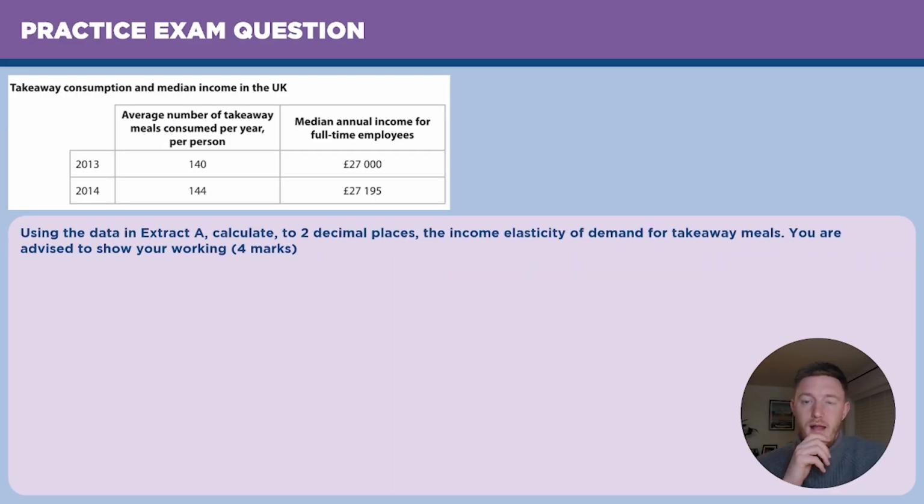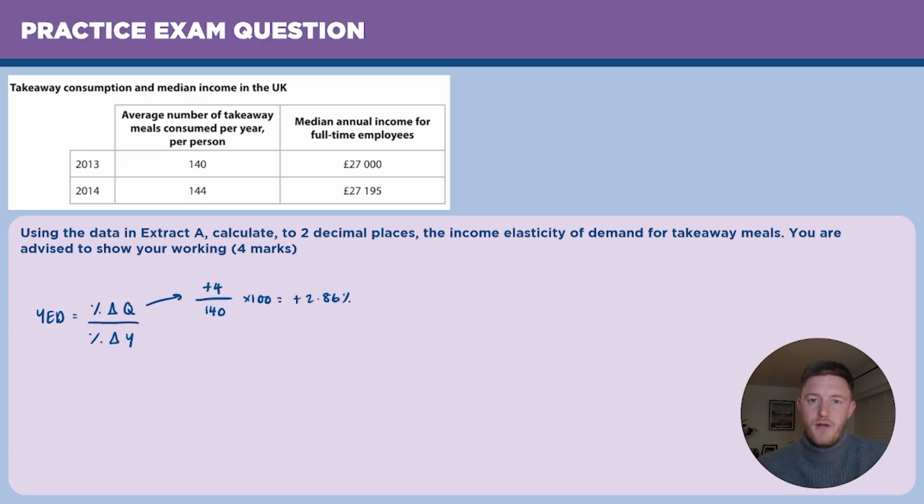So let's have a look at one from an exam. This is: calculate the income elasticity demand for takeaway meals. You're advised to show your working. The average number of takeaway meals consumed per person per year was 140, is now 144. Median annual income has also gone from 27,000 to 27,195. So we're going to have to work out the quantity and income changes. This is one where we only have to do it once, but we have to work it out, so different to our price elasticity example.